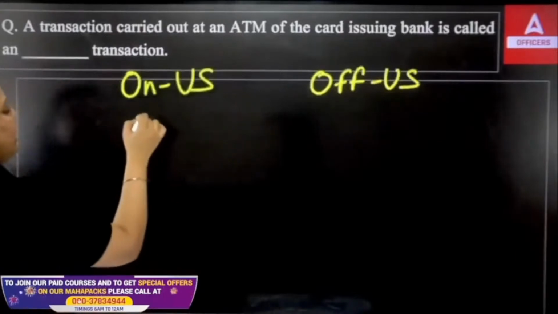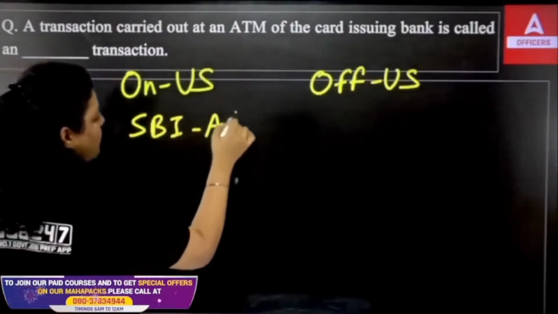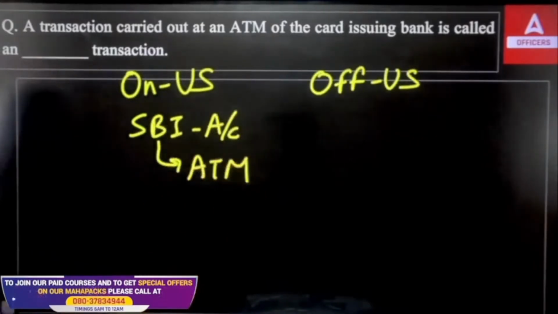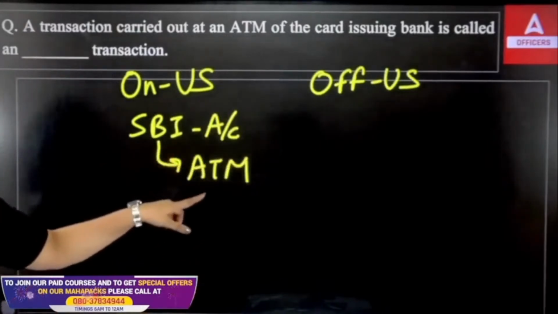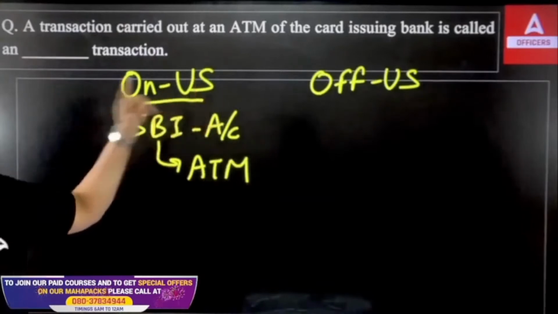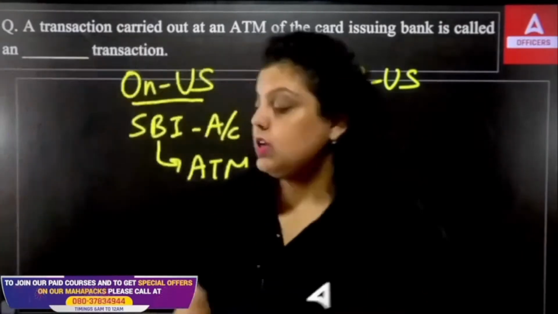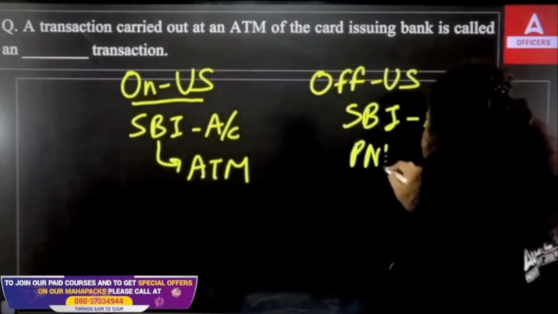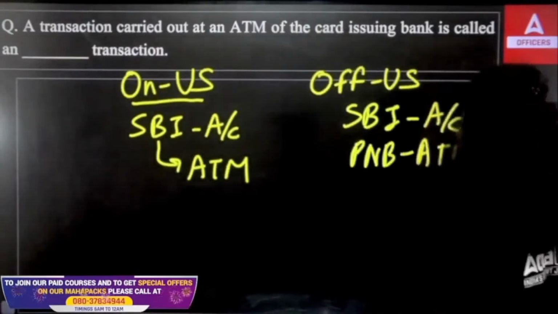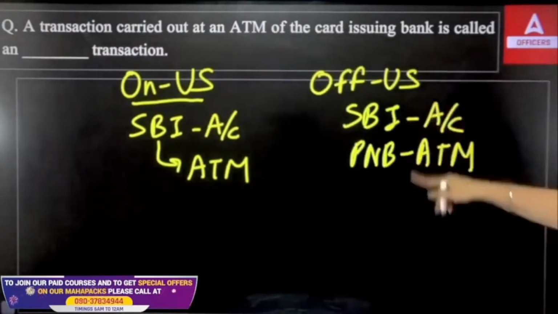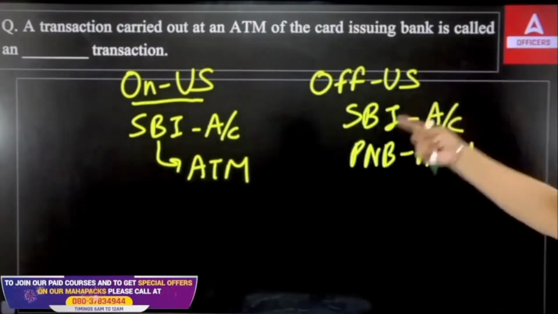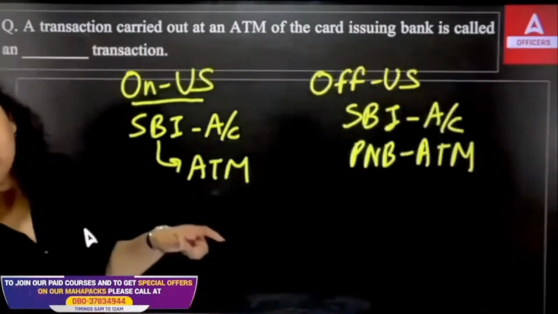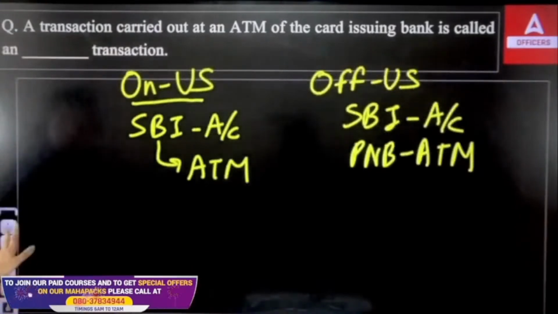An on us transaction means let's say you have an account in SBI, and you have an ATM of SBI. When you have an account of SBI and you are using the ATM of SBI only to withdraw the money, that is known as an on us transaction. But if you have an account of SBI but you are using Punjab National Bank's ATM to withdraw the money, that is known as an off us transaction. On us means you are withdrawing money from the same bank's ATM, and in off us you are withdrawing from a different bank's ATM.